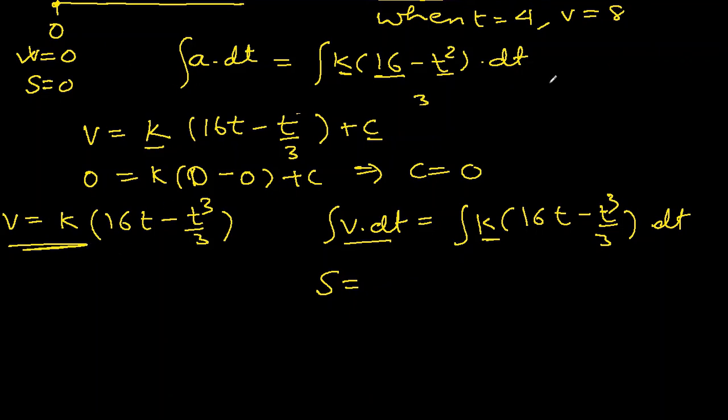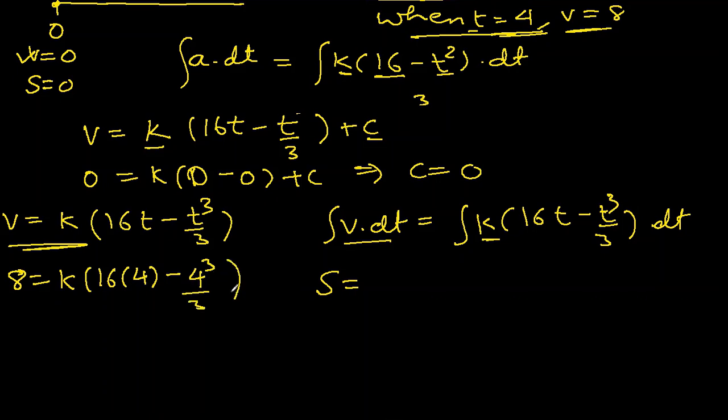We knew one more situation, remember? When t was 4, v is 8. So here, v is 8 when t is 4. So let's put 4 here, minus 4 cubed over 3. So 8 equals k times (64 minus 4 cubed, which is also 64, over 3).